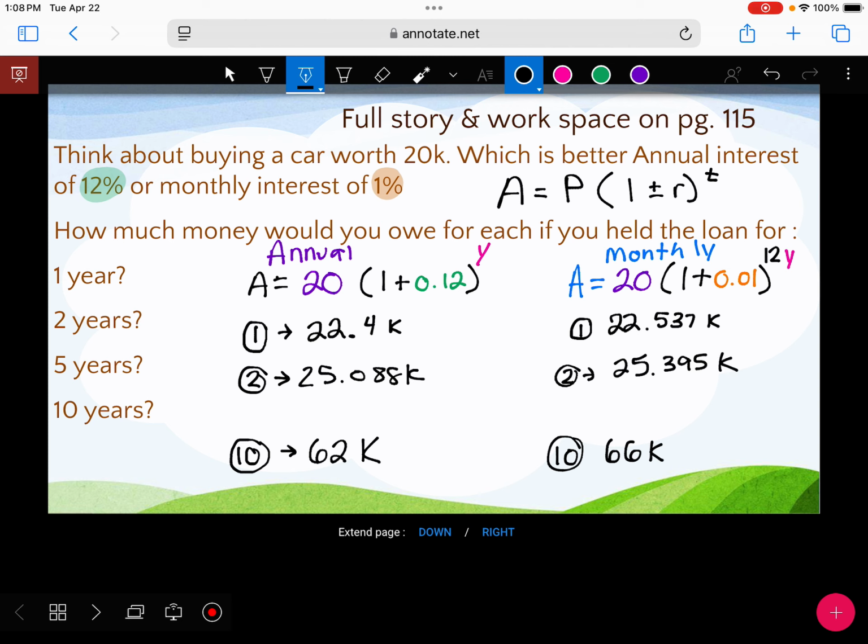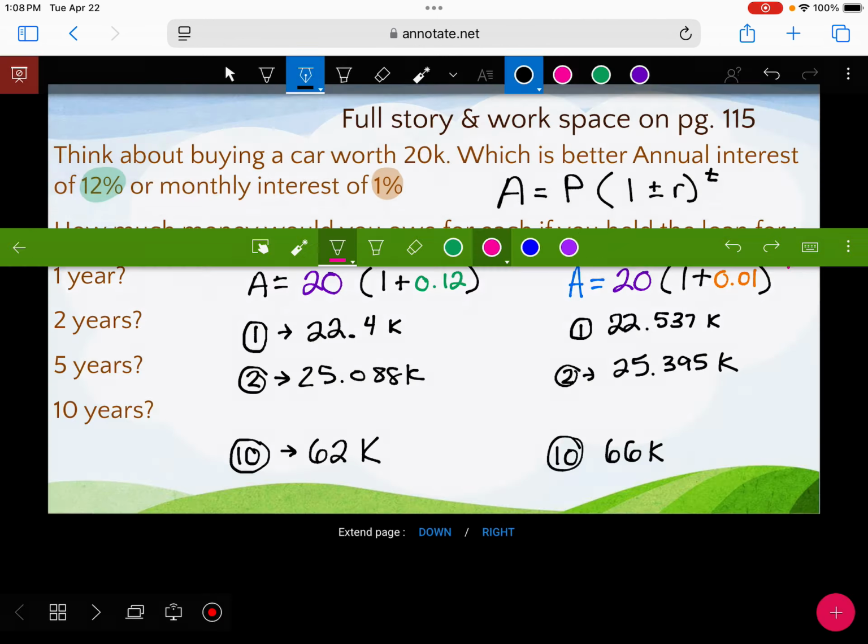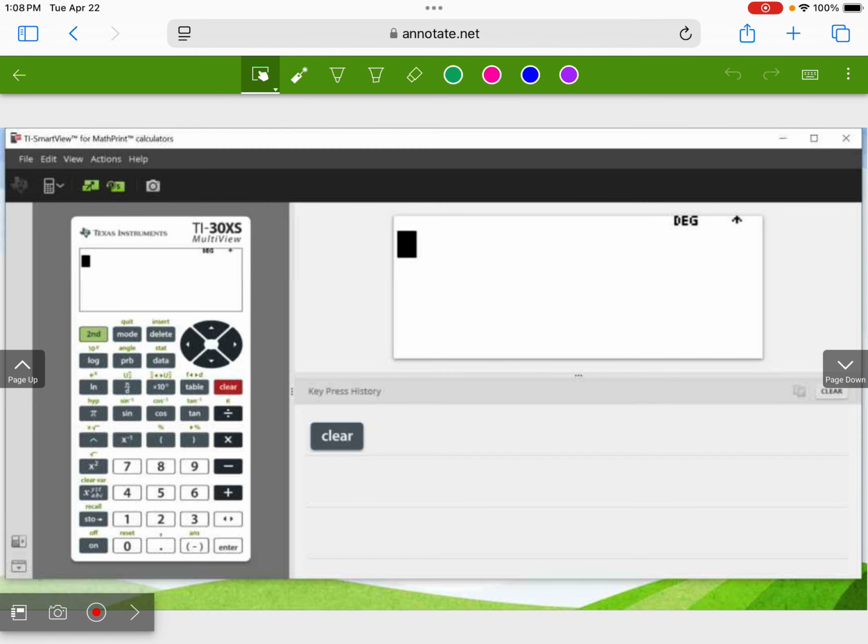So when you're doing things like this and you're trying to do repeated calculations where you're just changing one little thing, there is a way to actually do that shortcut in the calculator. I'm going to show you how to do that because this is one of those cool things that the yellow calculators do really well.